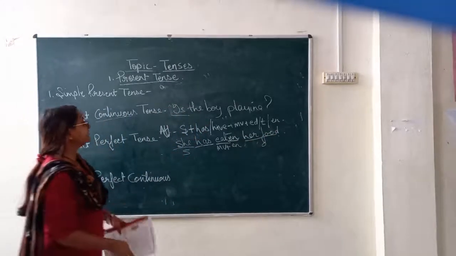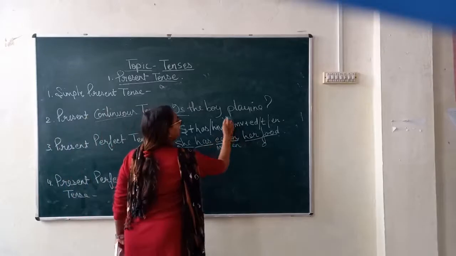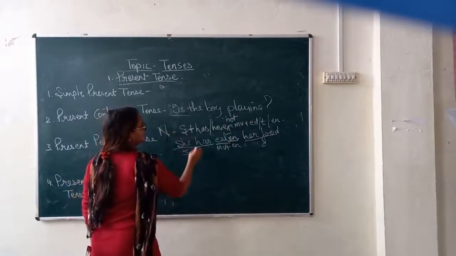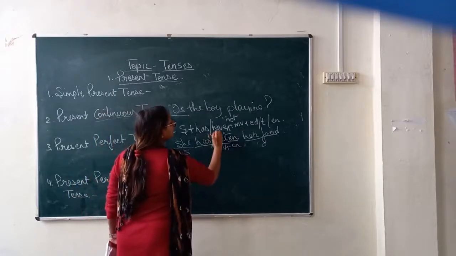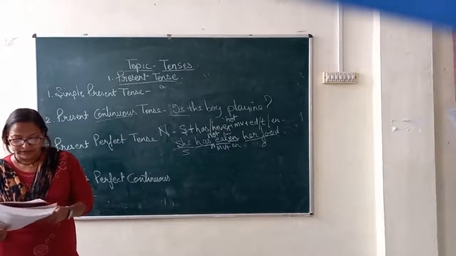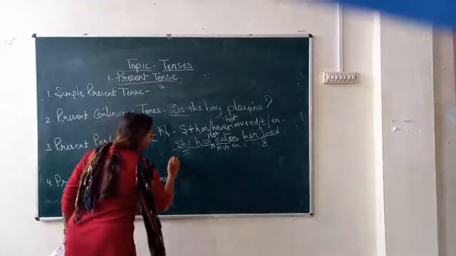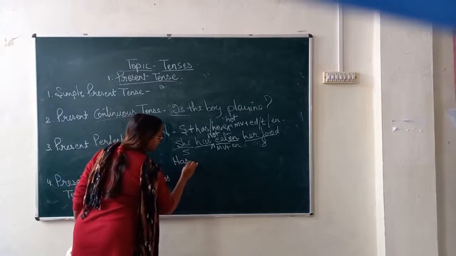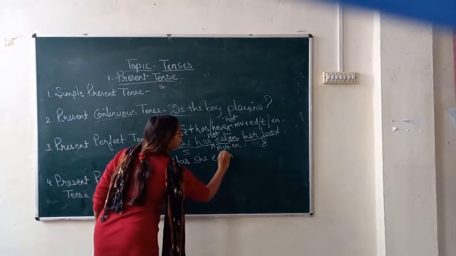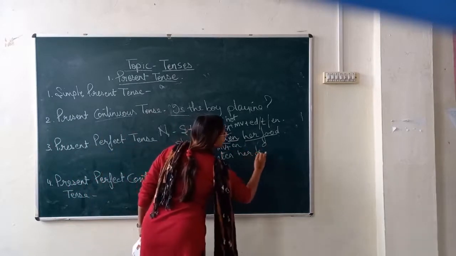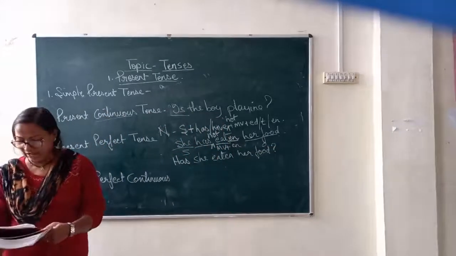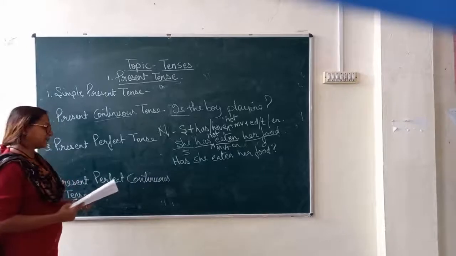Then in the negative sentences, here we will add not. She has not eaten her food. This is changed into negative form. Then interrogative means you will use the helping verb has first: has she eaten her food? Question mark. Okay, I hope you have understood present perfect tense.